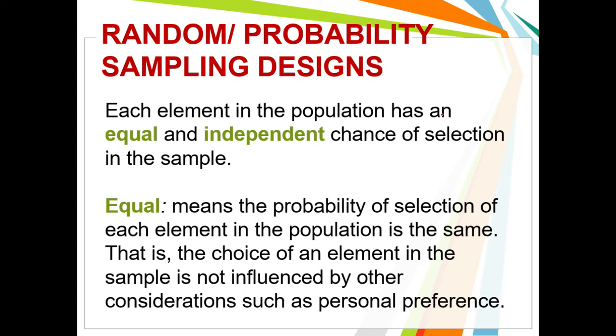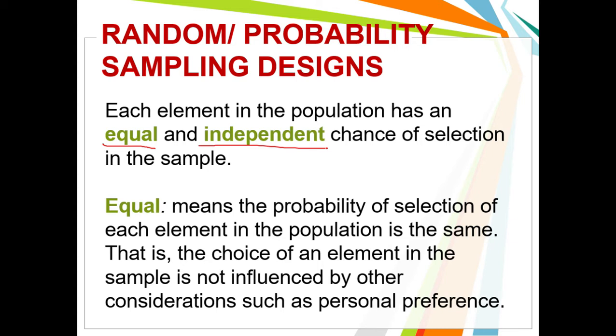Okay? So, under a random or probability sampling design, each element in the population has an equal and independent chance of selection in the sample. Okay? So, lahat ng elements sa population may equal and independent chance. Okay, dalawang criteria yan na dapat masatisfy before masabing random or probability sampling yung ating design.